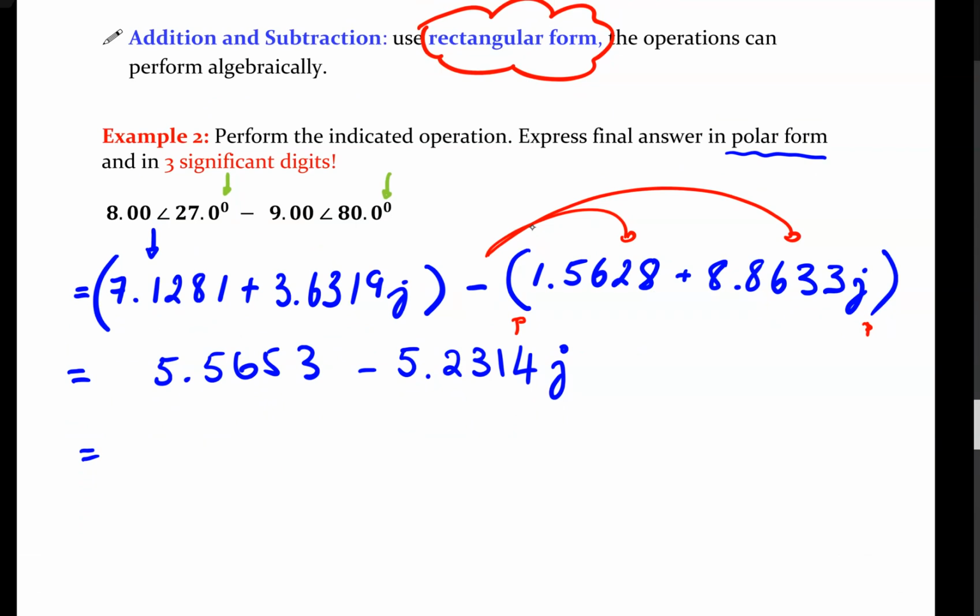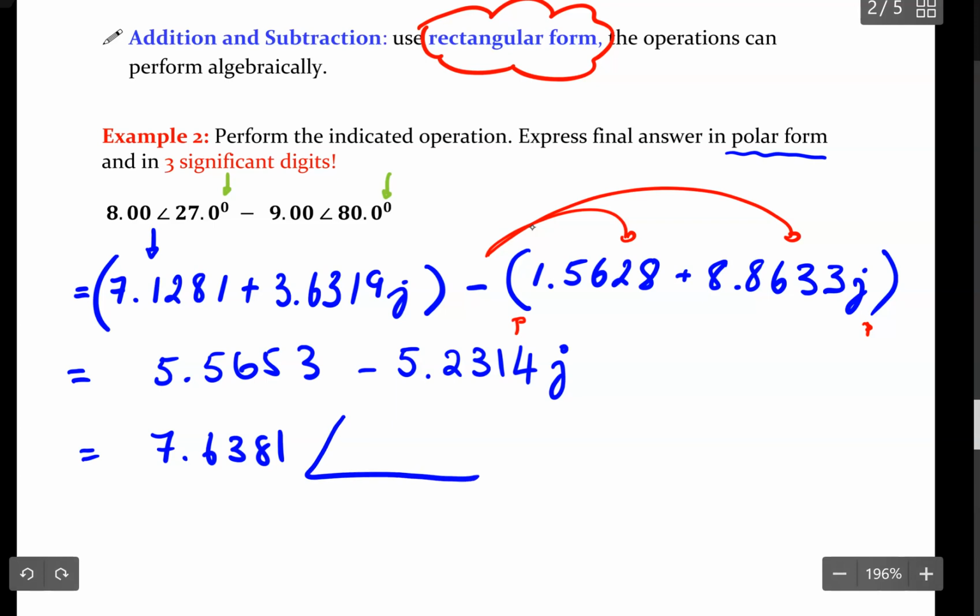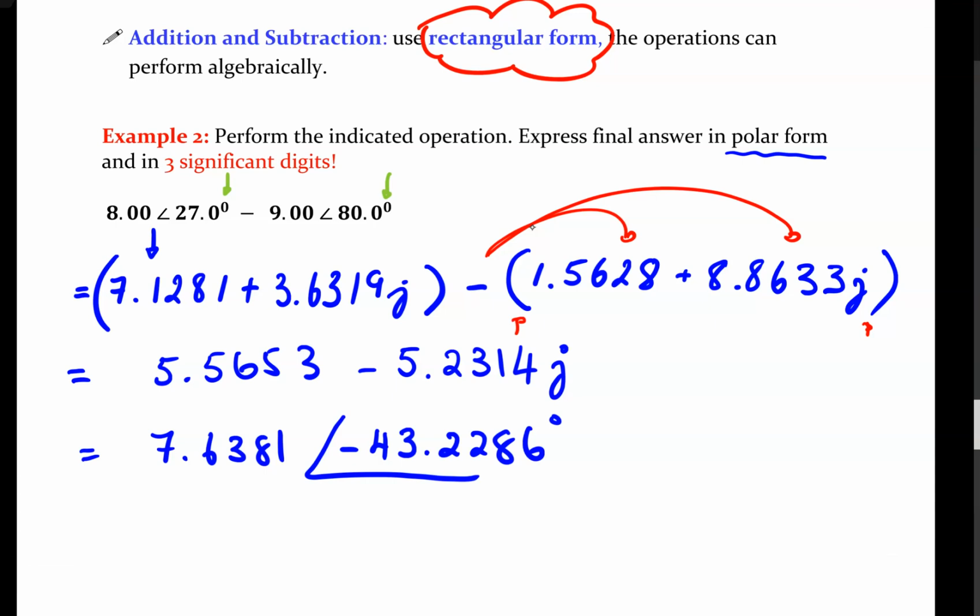So when I convert into polar form, I will have the modulus as 7.6381. I will write 4 decimal places. Then I will round to 3 significant digits at the very end. Okay? And the argument the calculator gave me as negative 43.2286. And don't forget, my calculator is in degree mode. Therefore, you have to write this one in degrees. Okay? So make sure you switch and activate the mode so that you can get degrees on your calculator.